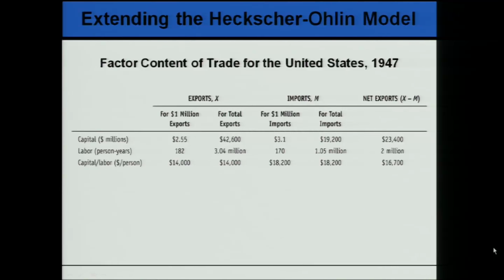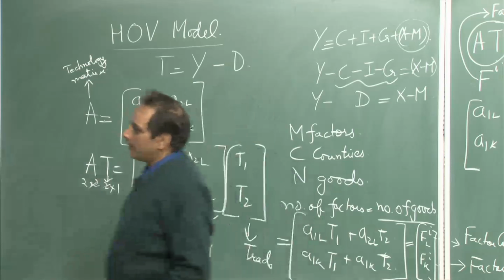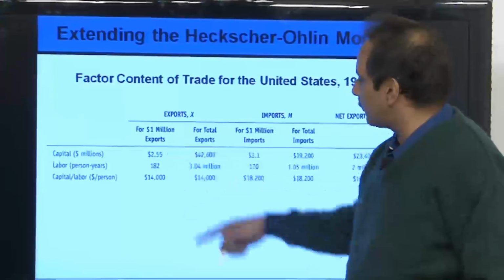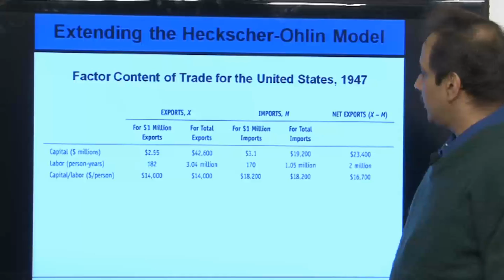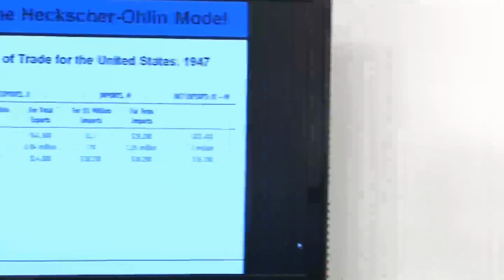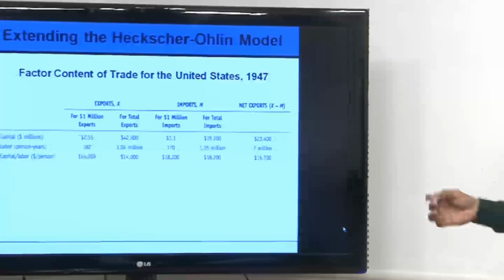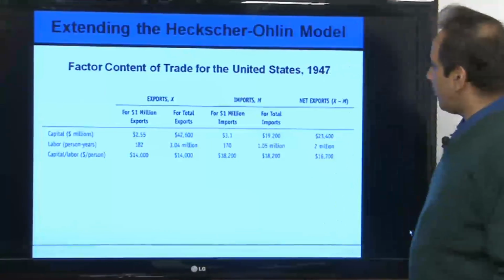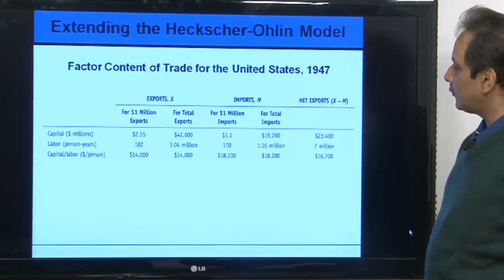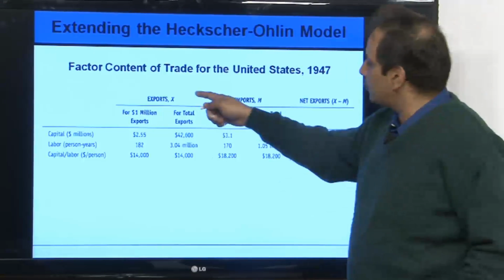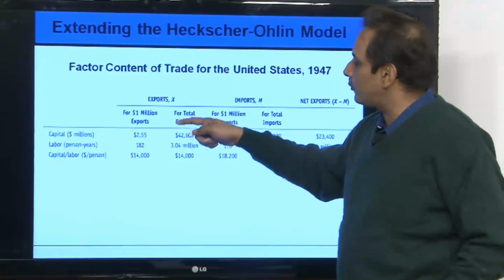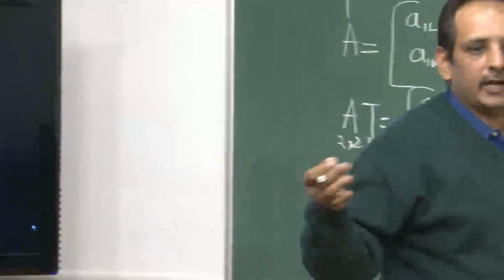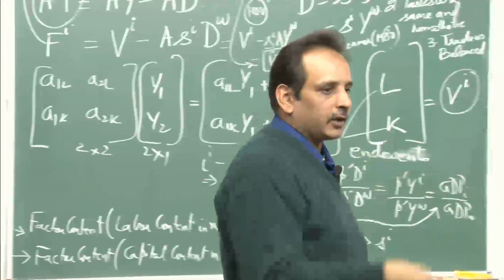You can see that if you work out, this was the figure that was worked out by Leontief: the amount of capital and labor required to produce 1 million worth of exports, both direct and indirect requirements, and you can get the capital labor ratio. Now, for total exports, how much will be the capital which will be used? For this, you need to know the total exports of US in the year 1947, because these are capital and labor requirements, unit capital requirements, unit labor requirements.